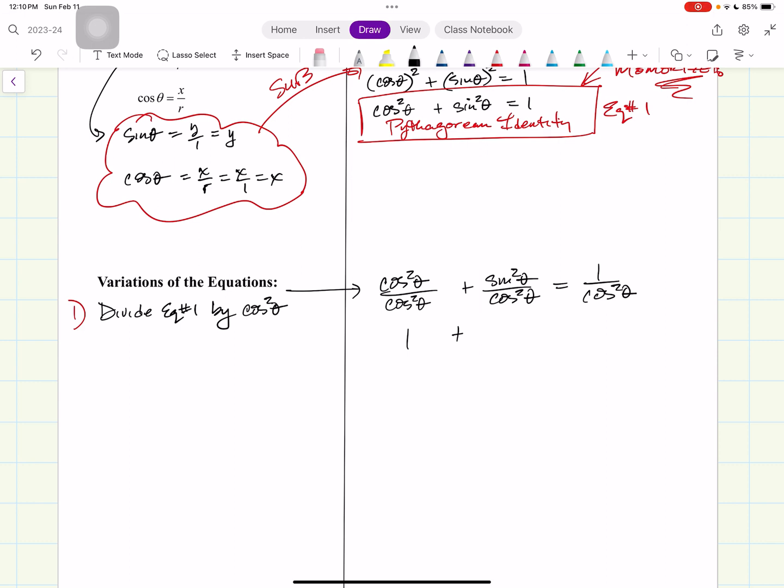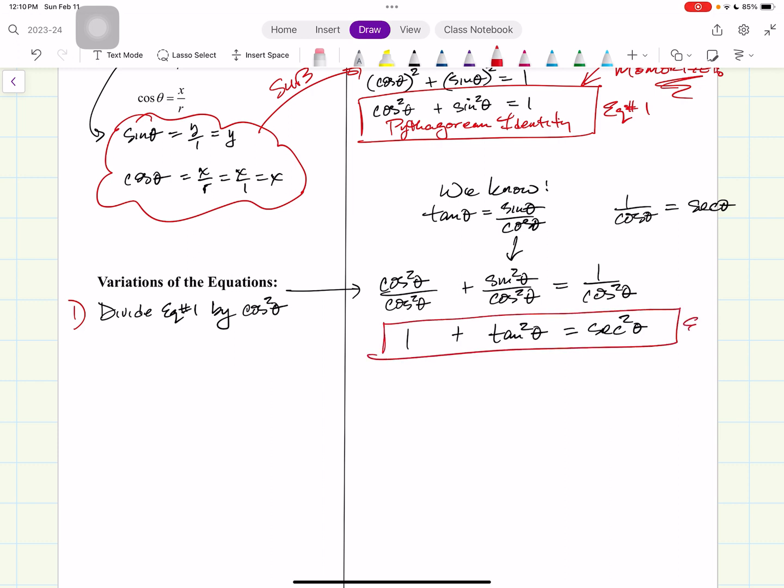Okay, sine squared theta divided by cosine squared theta. Well, we know that tangent theta is sine theta divided by cosine theta. So if you take that fraction and square both the numerator and denominator, you get tangent squared theta. And then here, we know that 1 divided by cosine theta equals the reciprocal function secant theta, so this is just secant squared theta. And that gives us our second equation.